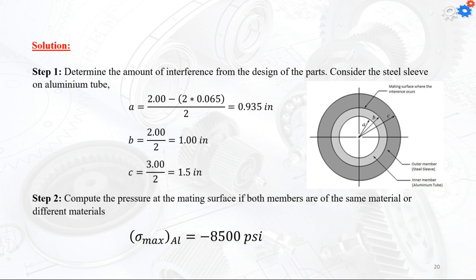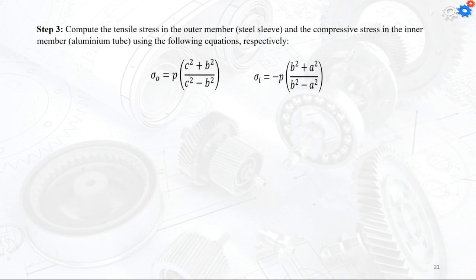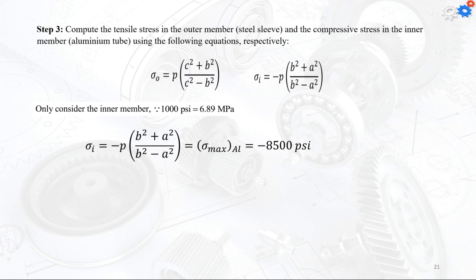Step number 2, we know that the sigma maximum is equal to negative 8,500 psi. Now, how are we going to use this? The two equations we have for the stresses were for the sigma I and the sigma O. Of course, we have a compressive stress, so we're going to use the sigma I equation. So only consider the inner member, and just remember later for the conversion factor, every 1000 psi is equal to 6.89 megapascal. The sigma I is equal to negative 8,500, and from there we can find the P, because all the other parameters are known.